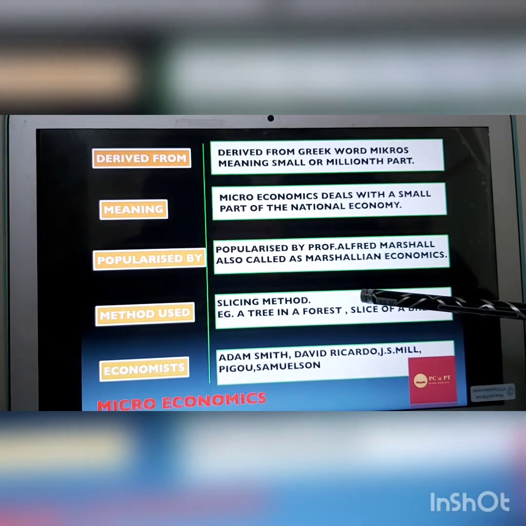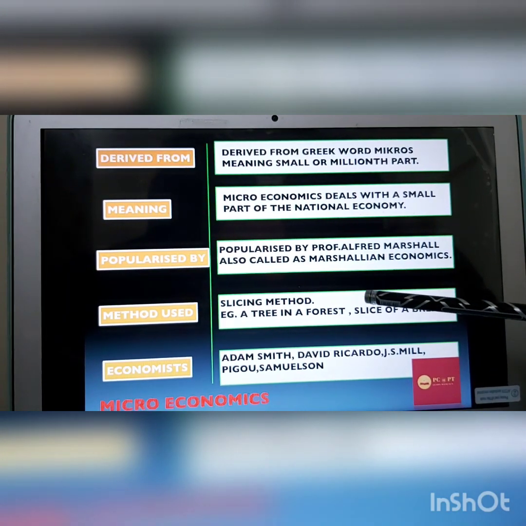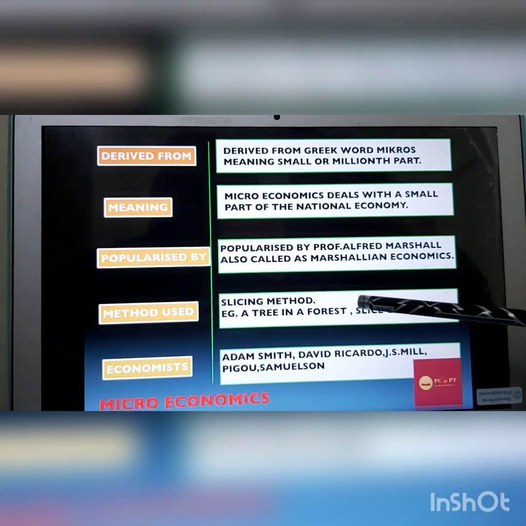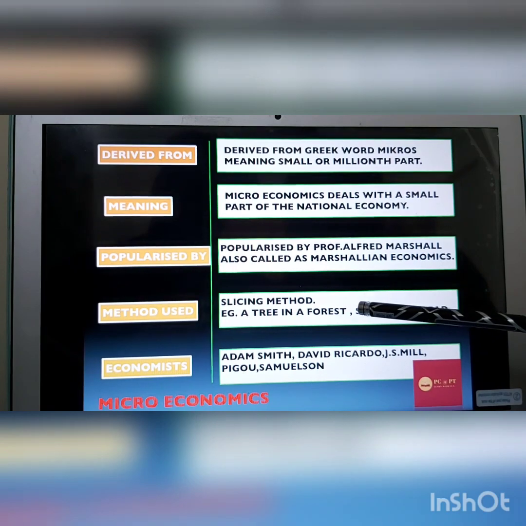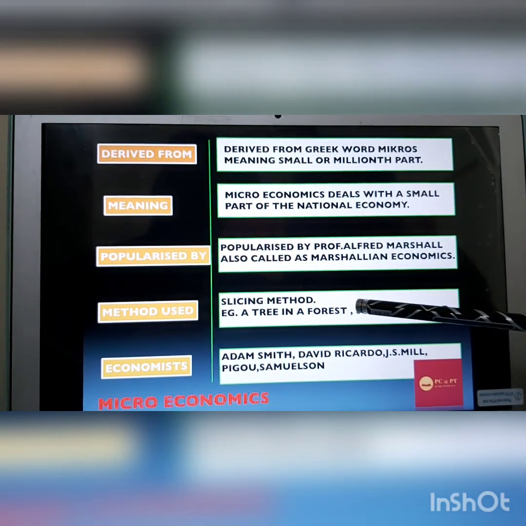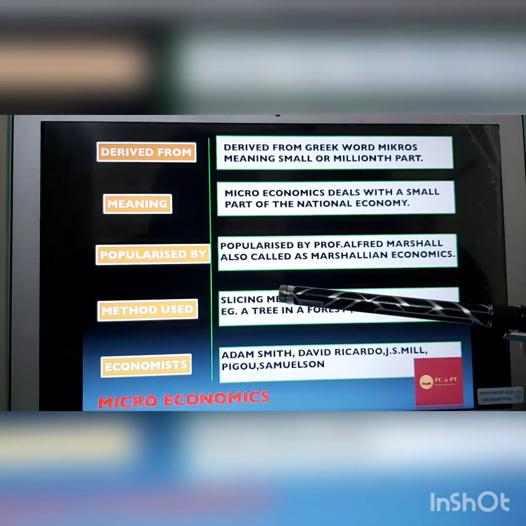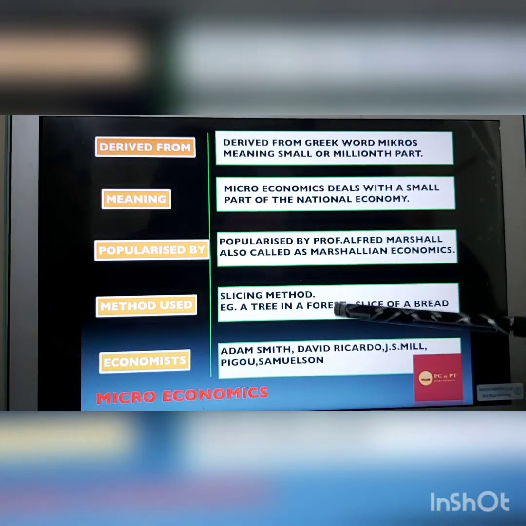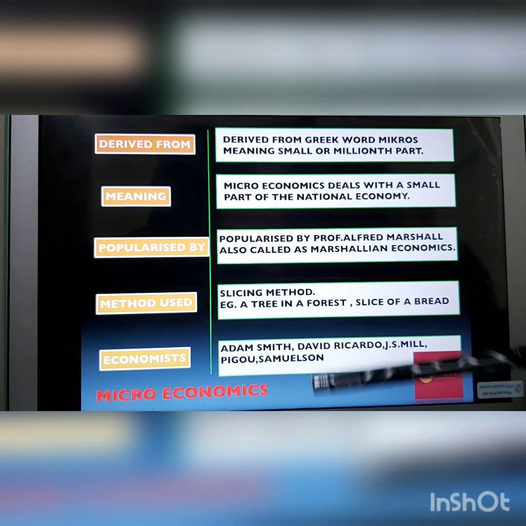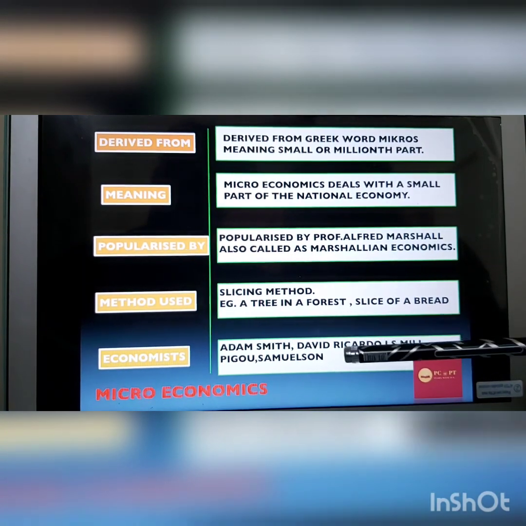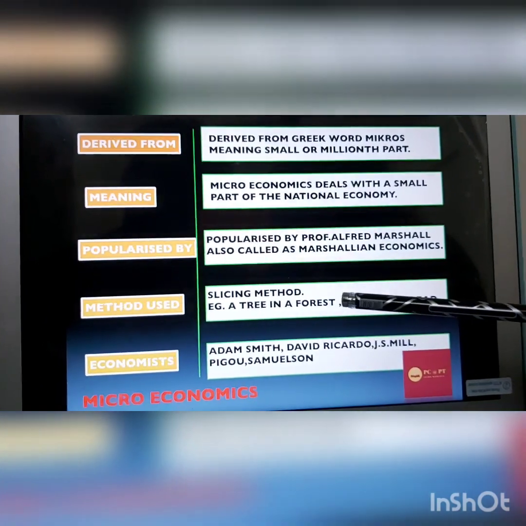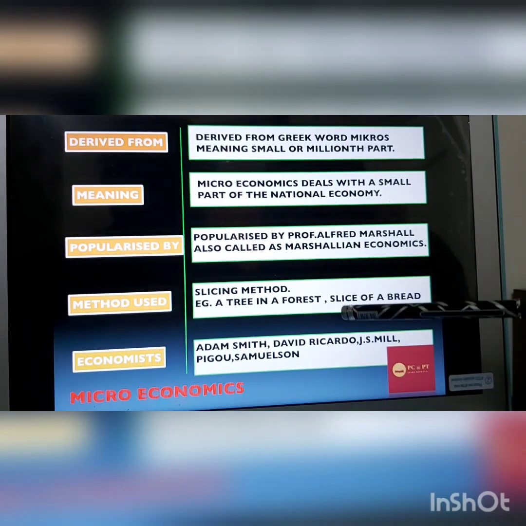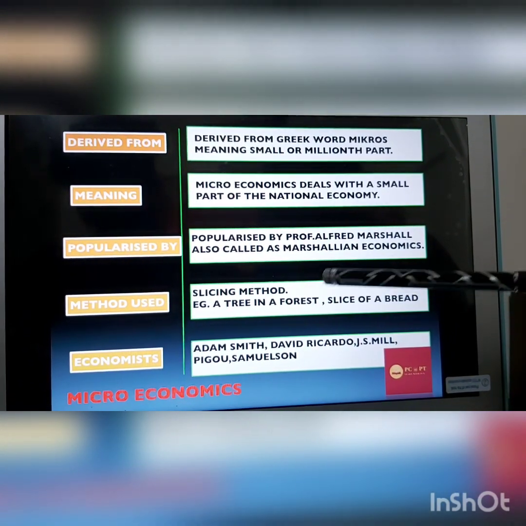Method used. Here the method means the study method. So the study method is the slicing method. What do you mean by slicing? You have sliced a loaf of bread into slices. You have even cut vegetables into slices. So this is what you have experienced with the word slice. But here the slicing method is also indicating the same thing. You are supposed to study small things at a time.